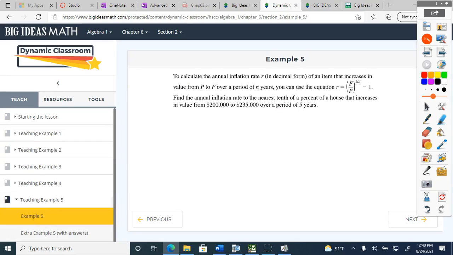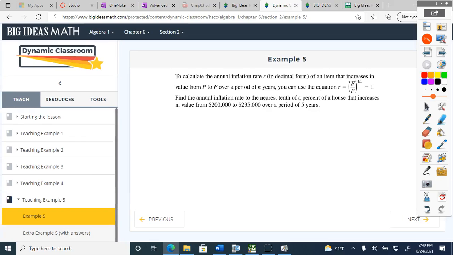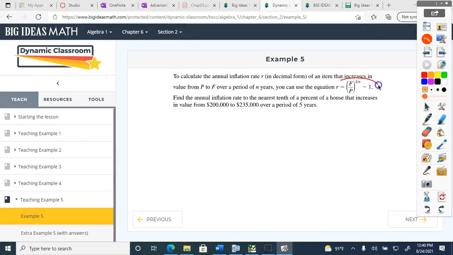All right. Last one. Example 5 says to calculate the annual inflation rate R in decimal form of an item that increases in value from P to F over a period of n years, you can use the equation R equals F divided by P to the 1/n power minus 1. Find the annual inflation rate to the nearest tenth of a percent of a house that increases in value from 200,000 to 235,000 over a period of 5 years.